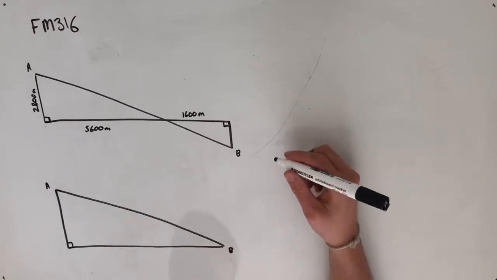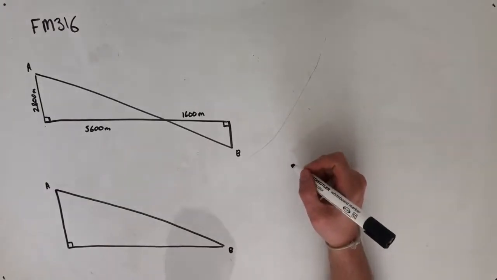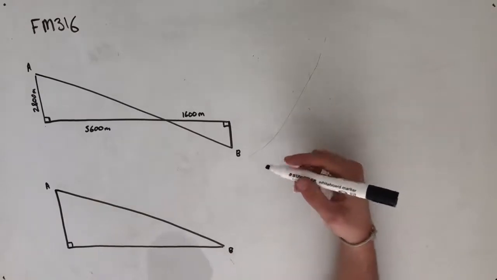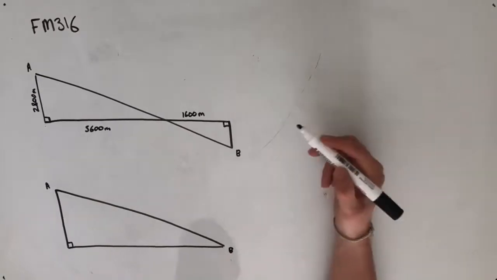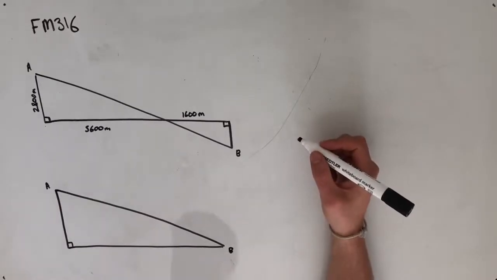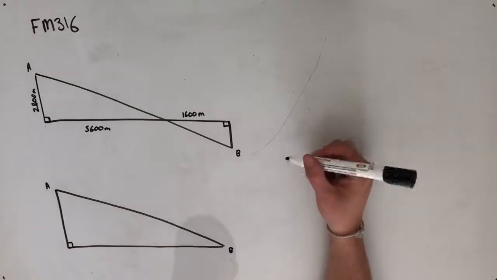This question reads, the peak of a mountain A can be seen from the bottom of a valley B as shown in the diagram below, and then we're given a diagram that looks much like this one. The distance between A and B in meters is closest to what?